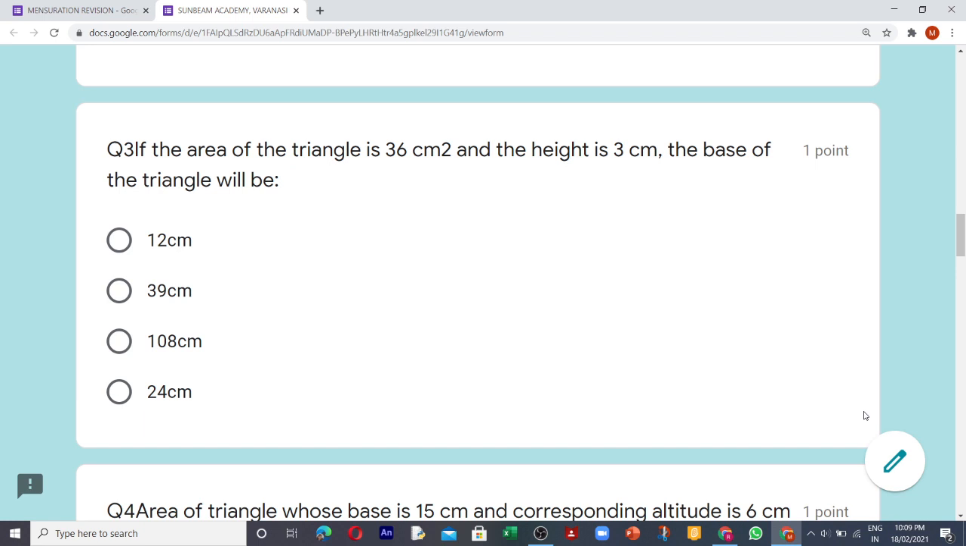If the area of a triangle is 36 centimeter square, it is not 2, it is square. Okay, this is 3 centimeter square, children, and the height is 3 centimeter. So what will be the base of the triangle? This you have to write, this you have to click once you get the form. I hope you all have done.